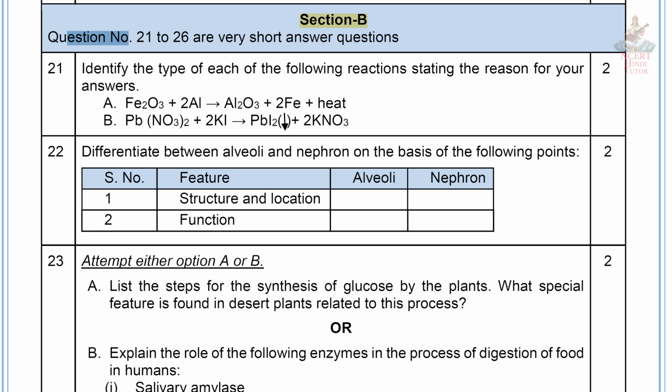Section B. Question number 21 to 26 are very short answer questions. That is 2 marks. Question 21. Identify the type of each of the following reactions stating the reason for your answer. A. Fe2O3 + 2Al gives Al2O3 + 2Fe + heat. B. Pb(NO3)2 + 2KI gives PbI2 + 2KNO3.